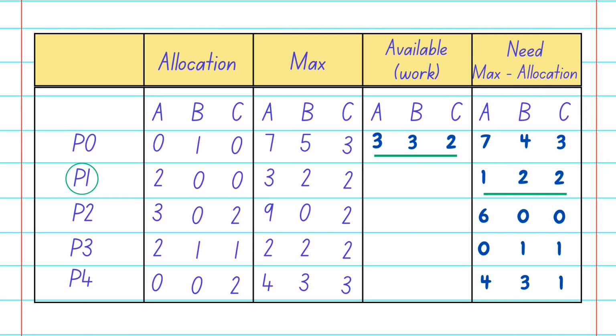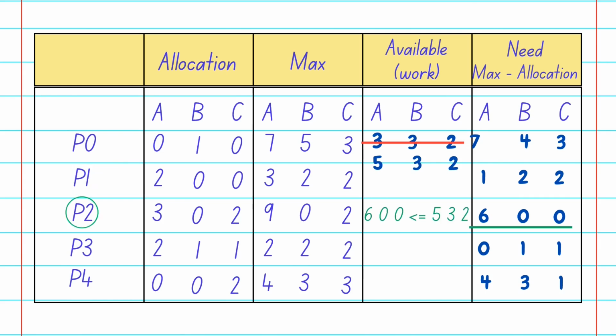Again check for the process P1. For P1, what is the need value? It's 1, 2, 2, right? So check: 1, 2, 2 is less than or equal to available resources 3, 3, 2. So this condition is satisfied, right? So we can allocate resources to process P1. So our new work value will be work plus allocation, right? So our new work value would be 332 plus 200, which is equal to 532.